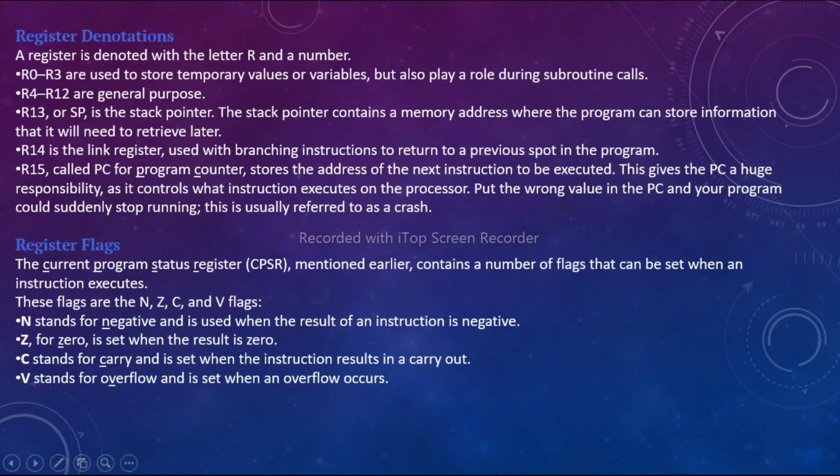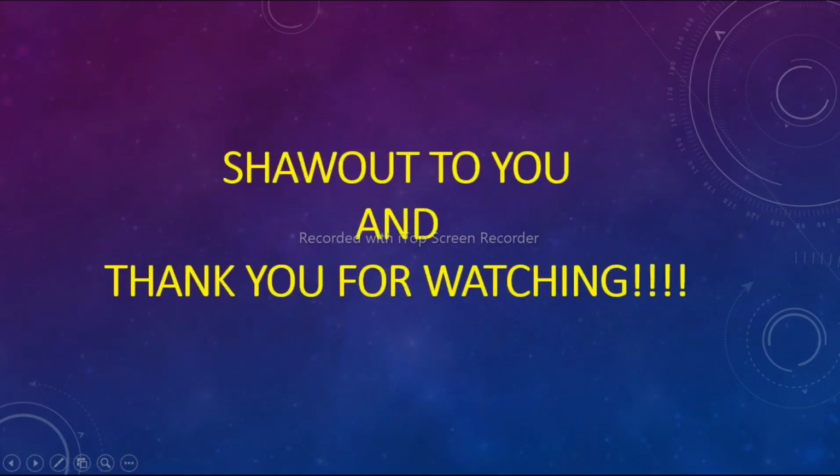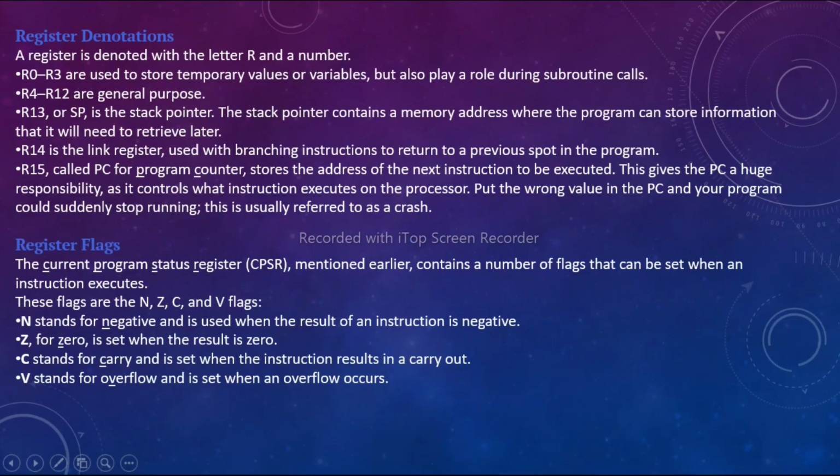Register flags. The current program status register, or CPSR, mentioned earlier, contains a number of flags that can be set when an instruction executes. Those flags are the N, Z, C, and V flags. The N stands for negative and is set when the result of an instruction is negative. Z is for zero and is set when the result is zero, and C stands for carry and is set when an instruction results in a carry. V stands for overflow, and it's set when an overflow occurs.